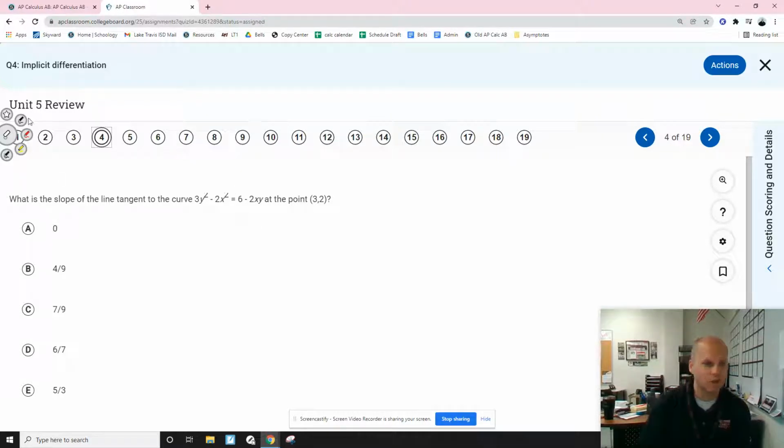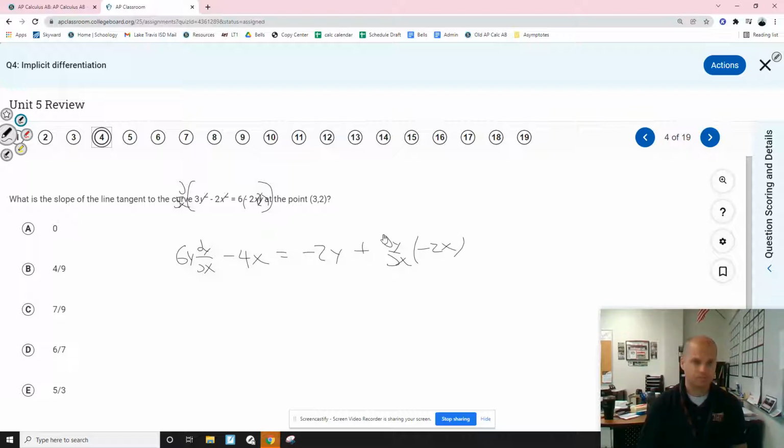There's a minus sign. Okay. So, we want dy/dx at 3, 2. That's the slope of the tangent. Okay. dy/dx at 3, 2. I get 6y dy/dx. I got minus 4x equals the derivative of 6 is 0. The derivative of negative 2xy. I'm going to distribute that negative to the 2x, so it's like plus a negative, and then use the product rule. So I get the derivative of negative 2x times y plus the derivative of y times negative 2x.